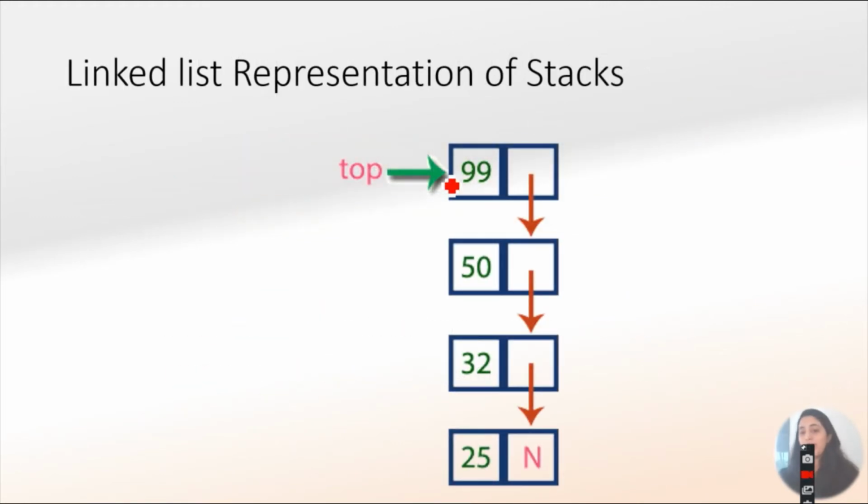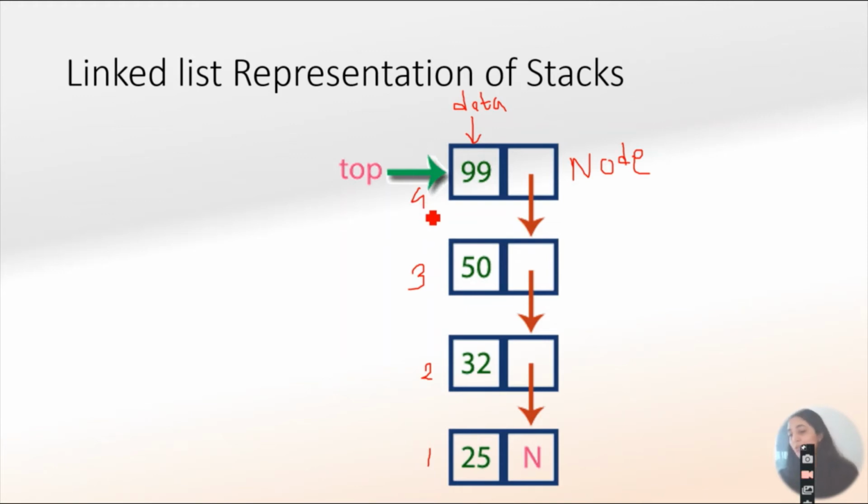Next is linked list representation. A linked list is a collection of various nodes. These are the different nodes over here. This blue color box, I can say it is a node. In my node, the first element holds the data item, say for example a value, and the next holds the address of the next node. This way, the first one which I inserted in my linked list was 25. So it was the top at that time. Next I inserted 32, next I inserted 50, and the last one which I inserted is 99.